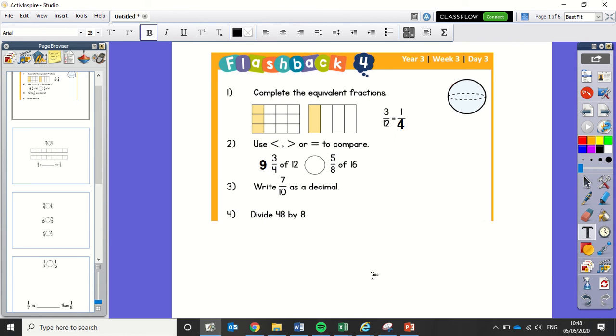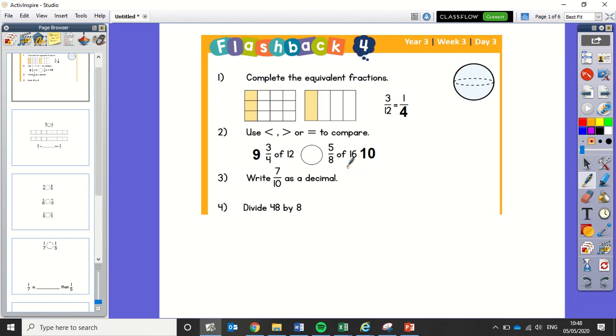And then we've got 5/8 of 16. Well, 16 divided by 8 is 2, times by 5 is 10. So 5/8 of 16 is 10. And that means 10 is greater than 9, so I need to use this symbol. And we'll discuss a bit more about those symbols in a minute, if you can't remember what they are.